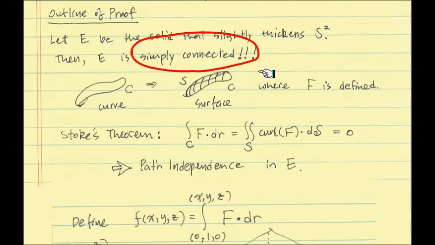So again, let me emphasize one more time: the simply connectedness is realized not in the plane situation, but on a surface sitting inside three-dimensional space, and it can still be simply connected. Whenever that happens, Stokes' theorem allows us to realize this vector field with curl 0 as a gradient vector field.